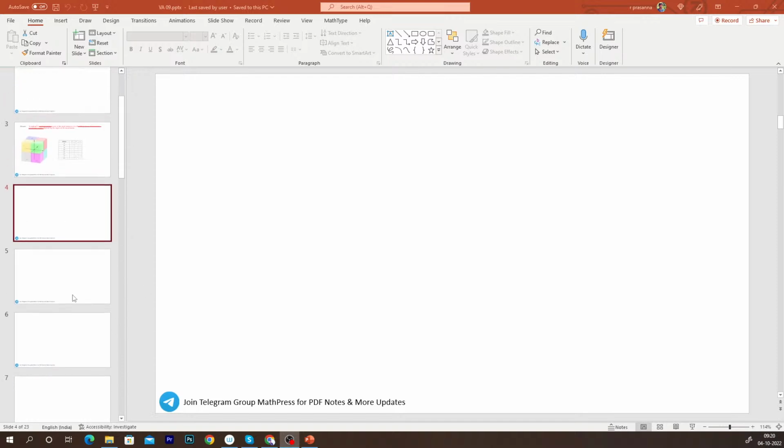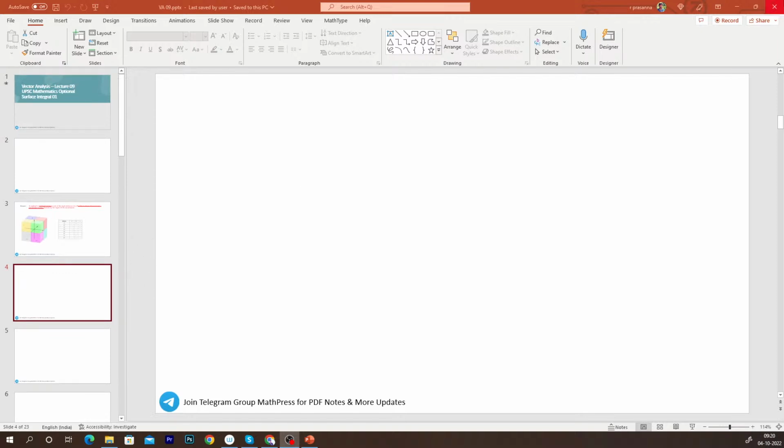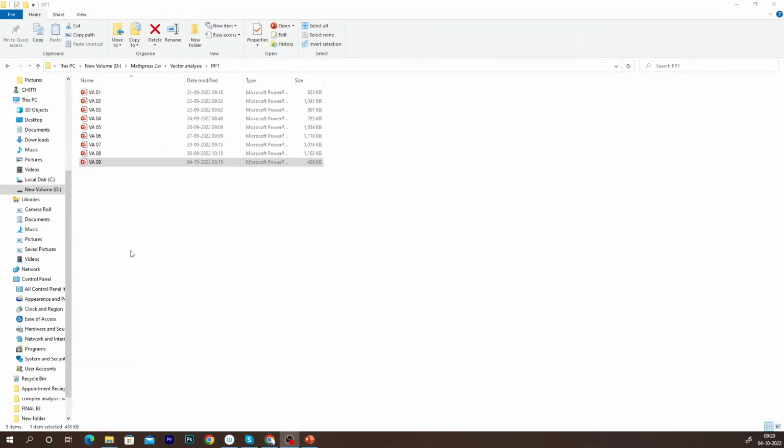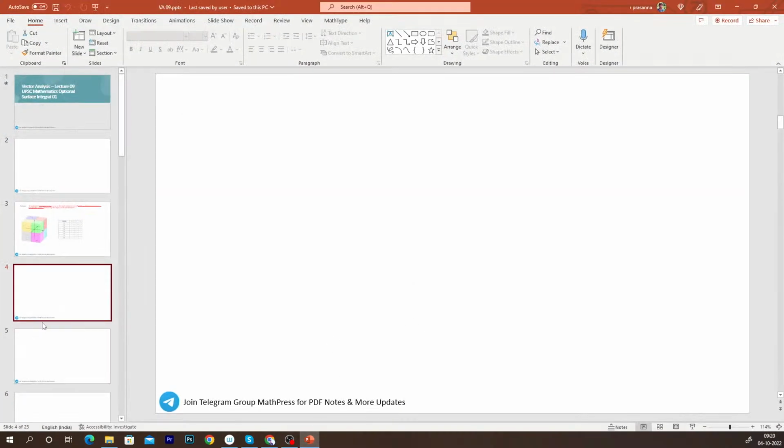Okay, so we'll stop here. In the next class we will do that fourth problem, right? I think the camera is not visible, so we'll stop here. Next class we will continue the remaining problems. We have finished 3 problems on surface integral. In the next class we will do the fourth problem, and then we'll continue surface integral, right?